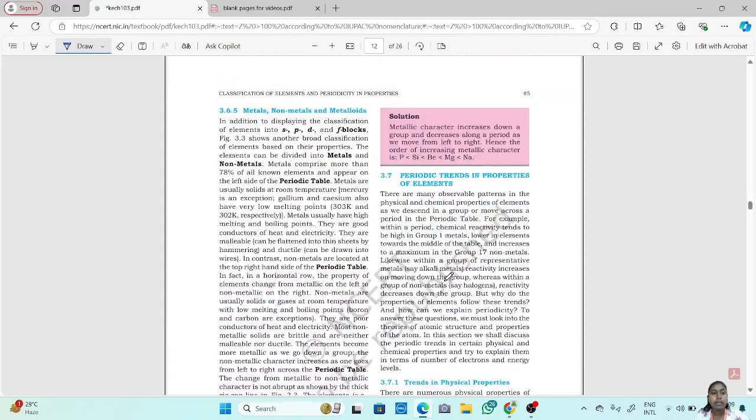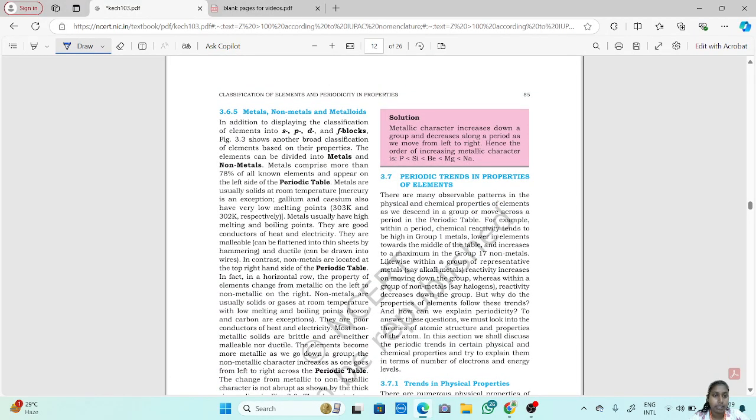Now next is metals, non-metals and metalloids. Okay, now in addition to displaying the classification of elements into S, P, D and F blocks, there is a classification of elements based on their properties. Now the elements can be divided into metals and non-metals. Now metals comprise more than 78% of all known elements and appear on the left side of the periodic table. So on the left side of the periodic table appear the metals.